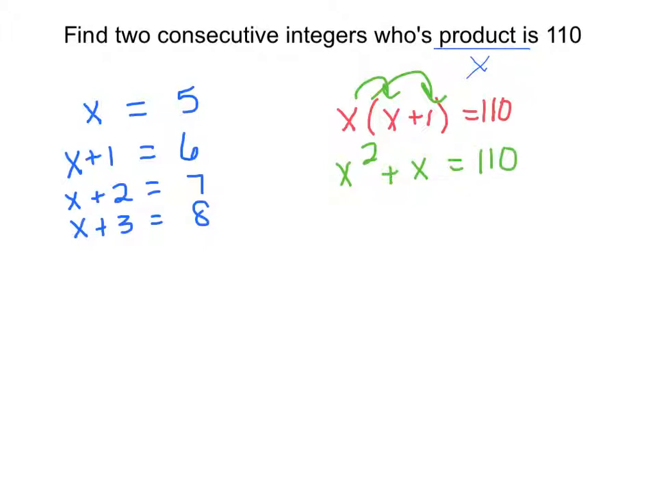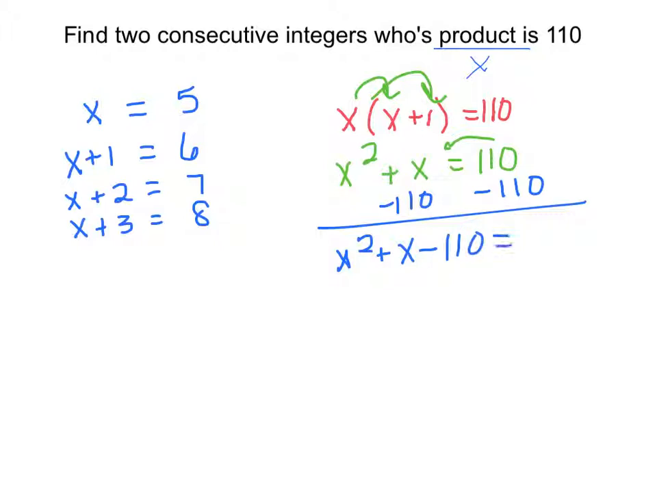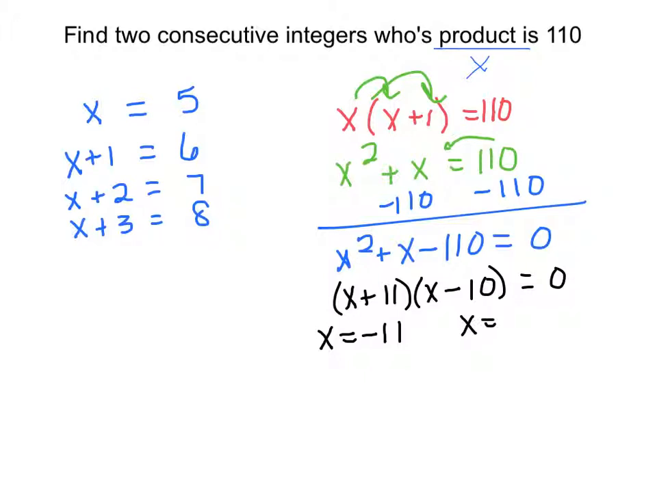For me to solve, I have to get this 110 to this side, so I'm going to do that by subtracting it from both sides. So I have x squared plus x minus 110 equals 0. From here, I'm going to factor it. I need multiples of negative 110 that subtract to give me a 1. When I do that, I get x plus 11 and x minus 10. Therefore, my solutions, when I set them equal to 0, are x equals negative 11 and x equals positive 10.